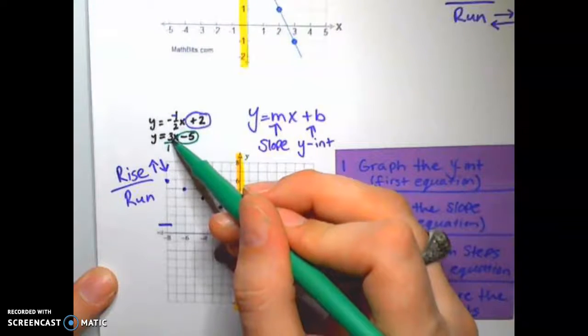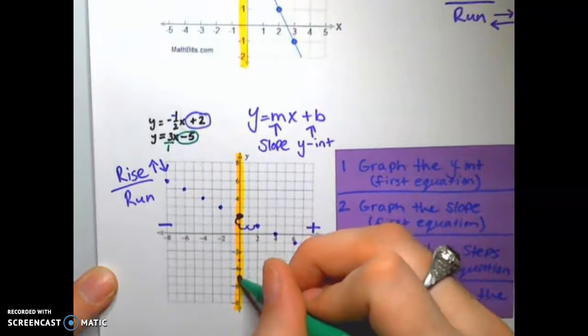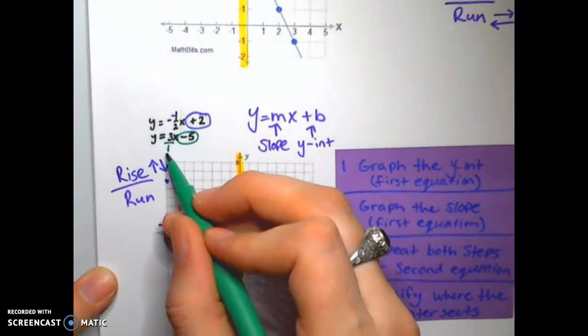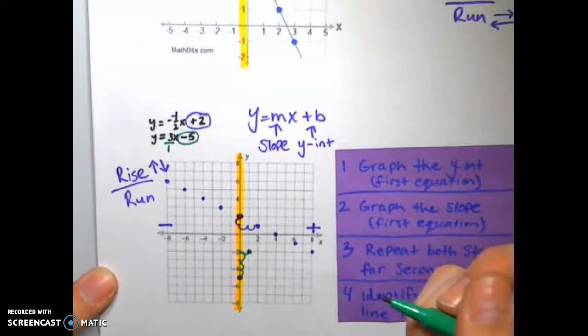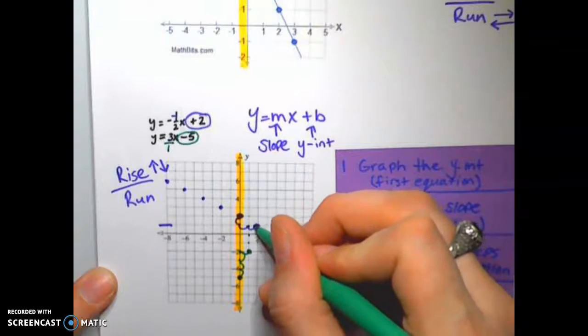Rise tells me to go up or down. It's a positive 3, so it's telling me to go up. 1, 2, 3. Then I have a positive 1. It's going to tell me to go to the right. Right 1 and put a dot right there. And I'm going to keep repeating that. So I'm going to go up 1, 2, 3. Right 1. Oh, look, we hit a dot.